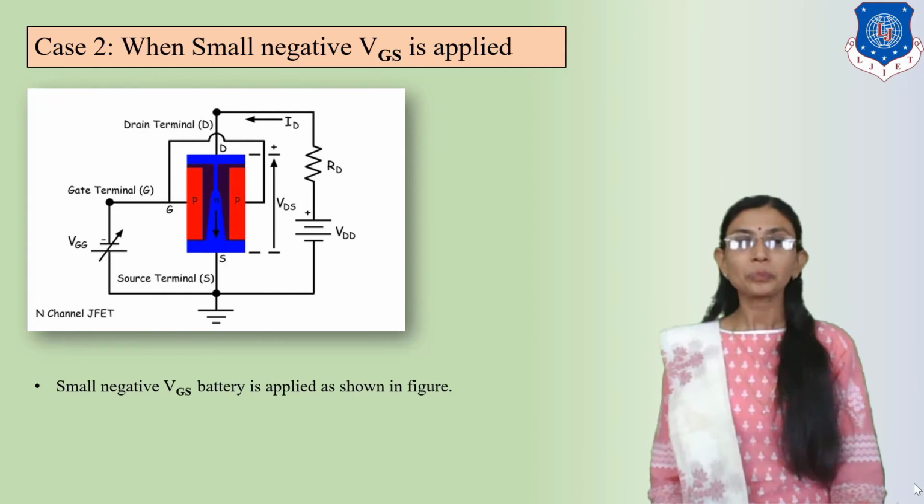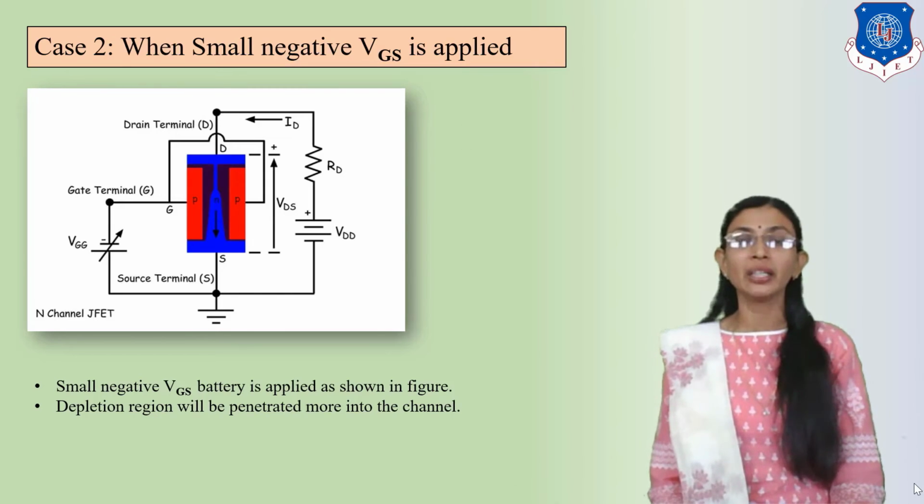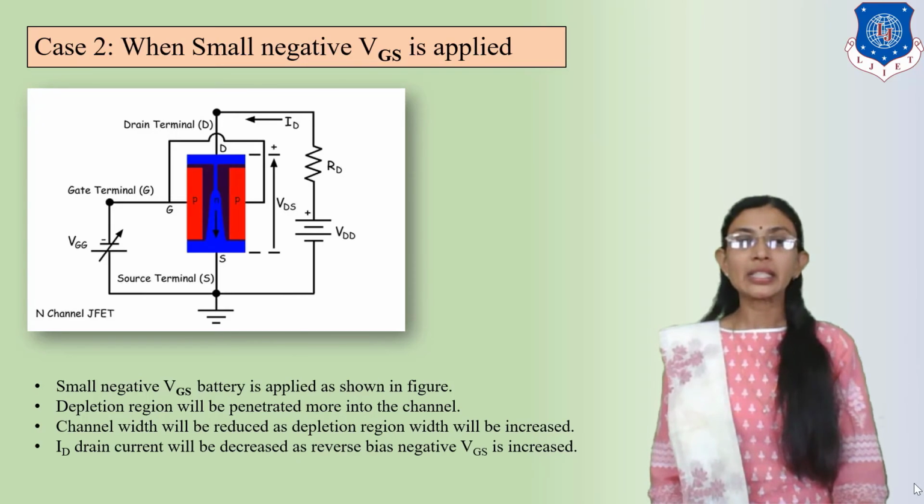Look at this. When a small negative battery is applied, as shown in the figure, the depletion region will penetrate more and more within the channel. As the depletion region penetrates into the channel, the width of the depletion region will increase and channel width will be reduced. Channel width will be reduced as depletion region width increases.